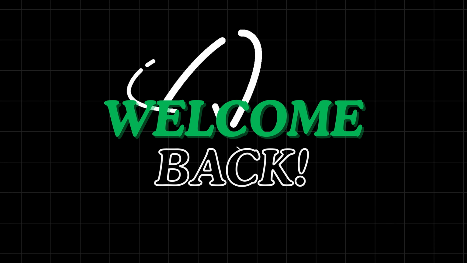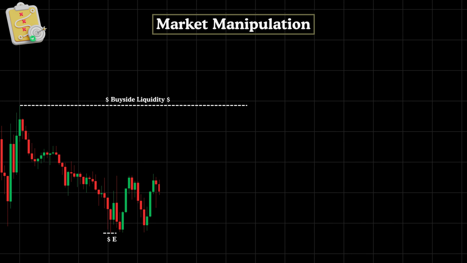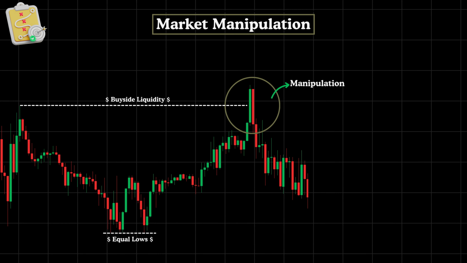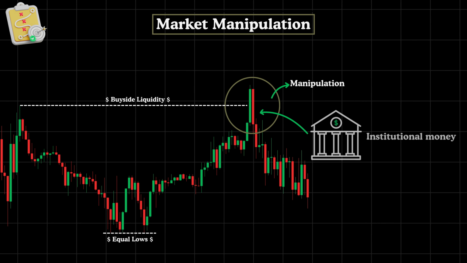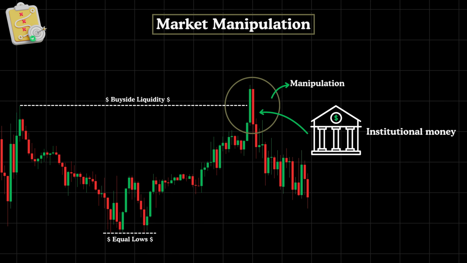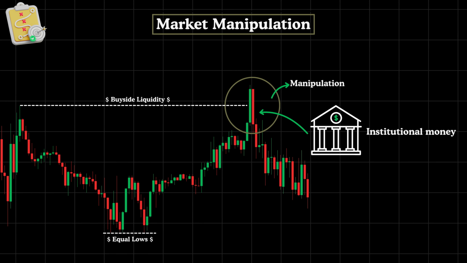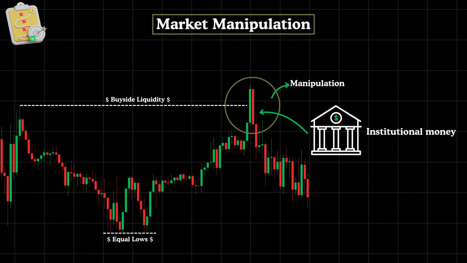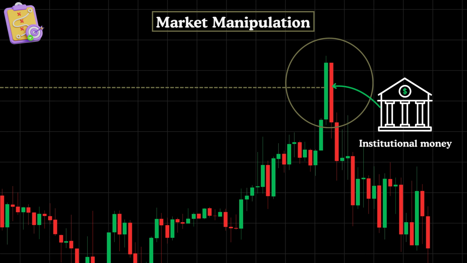Welcome back, trader. Let's dive right in. We all understand that market manipulation is real and will always be present. Institutions and smart money are usually the driving force behind this manipulation, which often results in losses for many retail traders. But here's the important part.